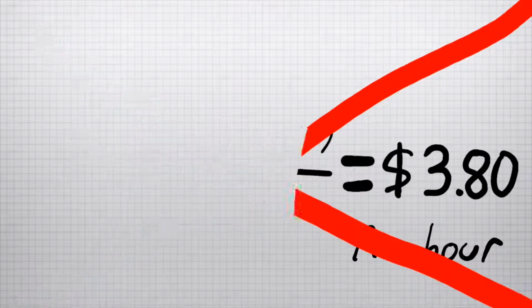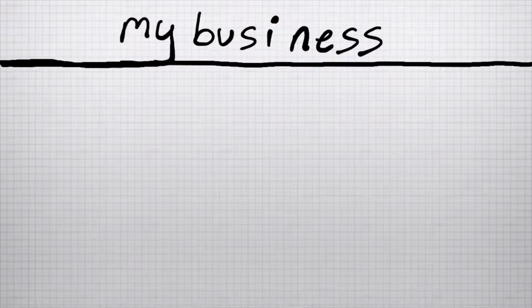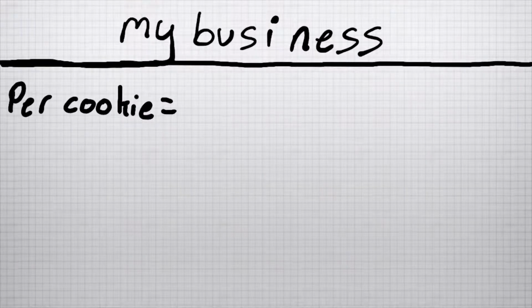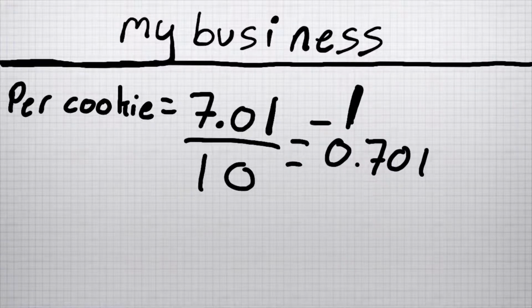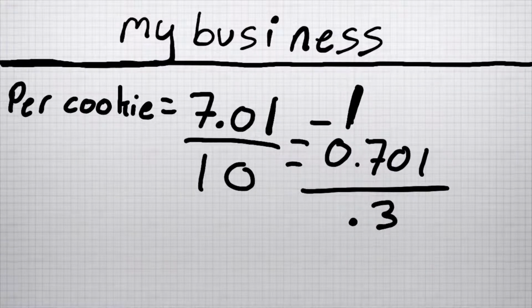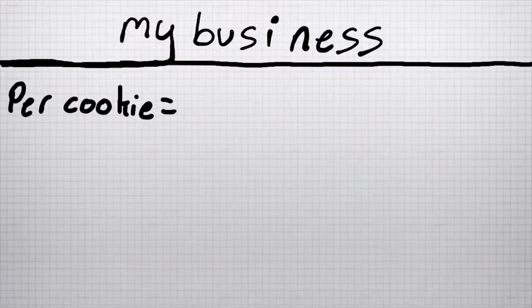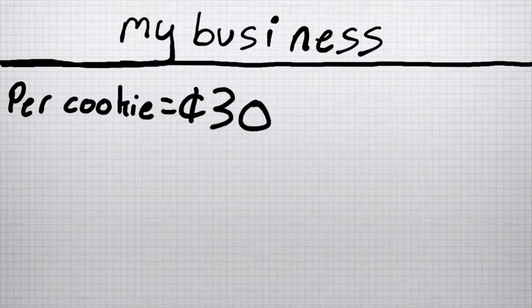Not great. Some other things I figured out about my business was how much profit I would make per cookie. I simply just divided my expenses by 10, as that was the expense for 10 cookies, and then I subtracted that number by 1, the sale price. This equaled 0.3, so I learned that I make around 30 cents profit per cookie.